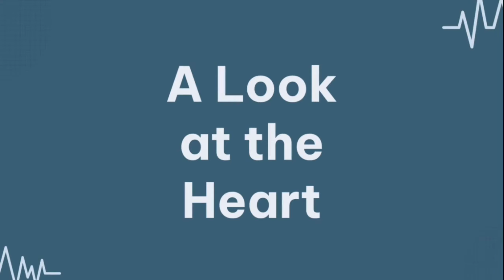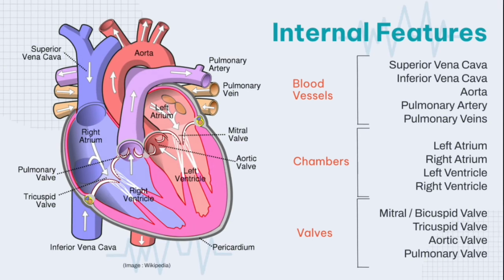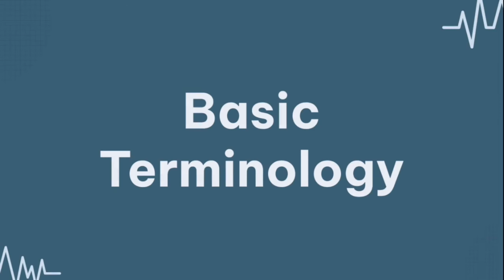Let's start by taking a look at the human heart. Here's a list of the internal features of the heart. Each of these features plays different roles in the cardiovascular system. However, before understanding the roles these features play, we must first learn or recall the key terms that are essential to a successful understanding of the content in this video.